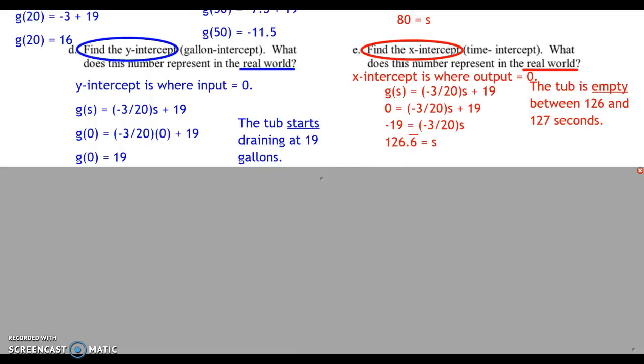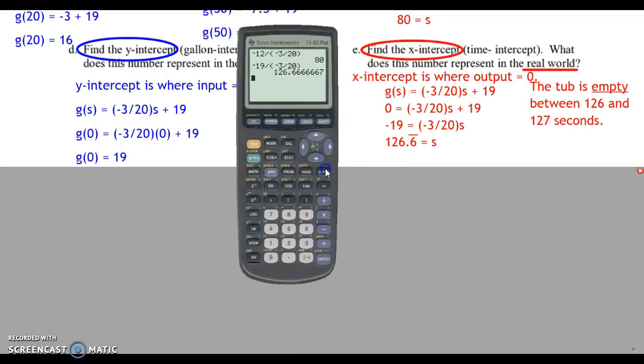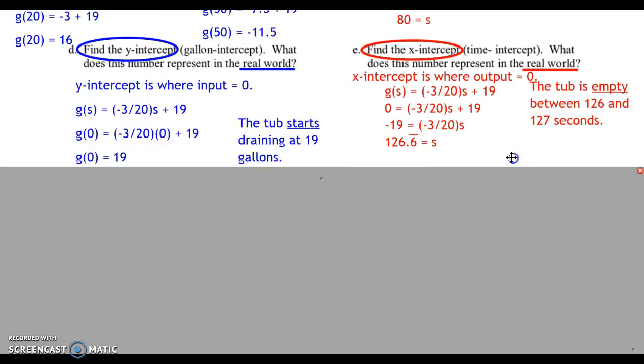Then we solved. I'm going to show you that calculation here again because I understand that that might be a little complex. I subtracted 19 from both sides, so I got negative 19 equals negative 3 over 20 times S. Now I'm going to take negative 19, and I'm going to perform the opposite operation of multiply by negative 3 over 20, which is divide by negative 3 over 20. And that should give us 126.6 repeating. This is not an error. That's the answer. It says the tub is empty between 126 and 127 seconds. You don't have to get too much more realistic than that.